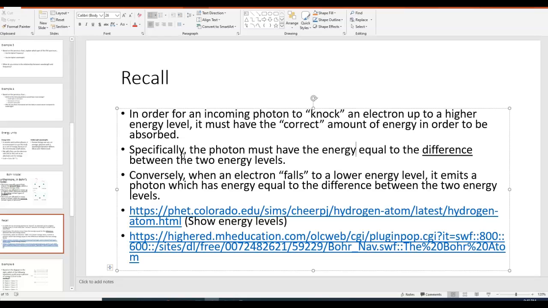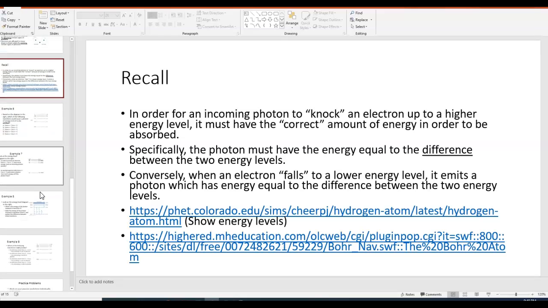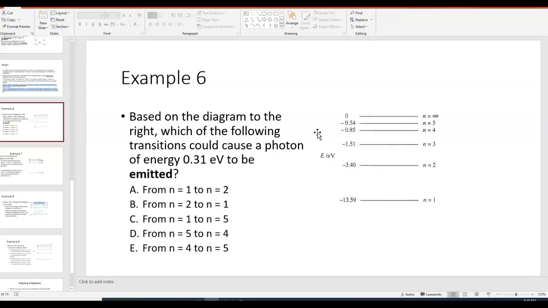Okay, so in order to excite an electron, the incoming photon has to have the energy equal to the difference between two energy levels. When the electron gets de-excited and it falls back down to a lower energy, it emits a photon. And that photon has an energy equal again to the difference, or the gap, between the two energy levels. Okay, so let's do some examples so you can see exactly what that means, and then you can work on your practice worksheet in your quiz.